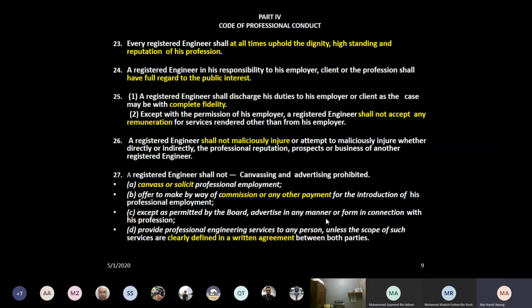Except as permitted by the board, advertise in any manner or form in connection with his profession. You cannot advertise about your services in the newspaper or anywhere else, unless the board of engineers gives you permission to do that.